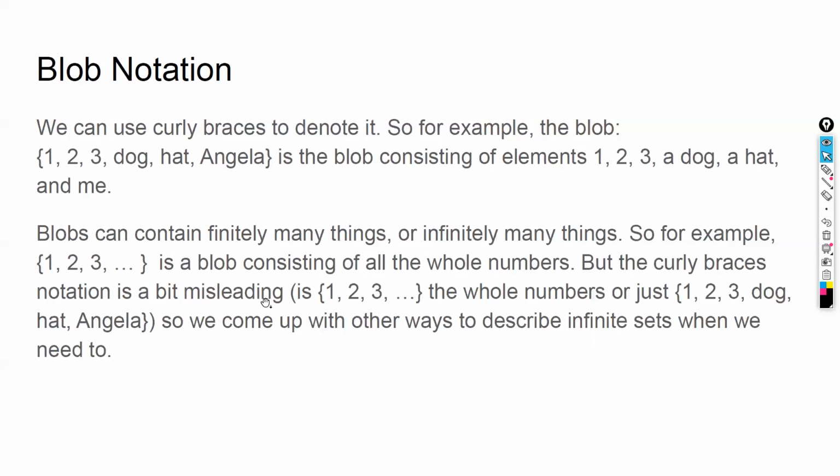For example, {1, 2, 3, 4, 5, 6, 7, 8, 9, 10, ...} is a blob consisting of all of the whole numbers. But note that in this case, the curly braces are a bit misleading. When I look at the set {1, 2, 3, ...}, is that all of the whole numbers, or is that just {1, 2, 3, dog, hat, Angela} again? Whenever we're talking about infinite sets, we're going to describe them using other words or other notation, so you won't have to worry about ambiguity with the curly braces too much.